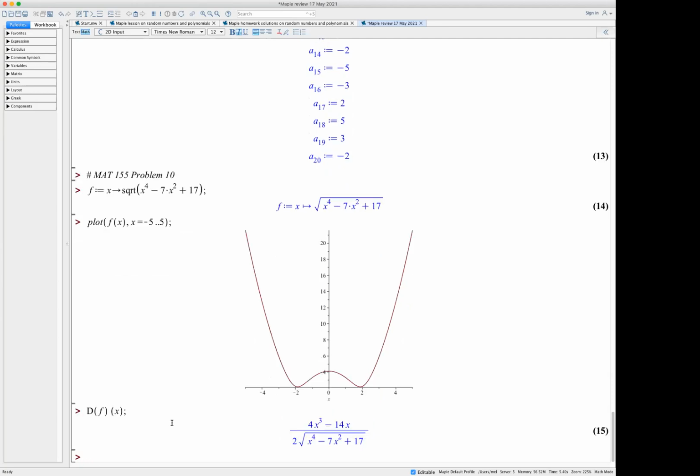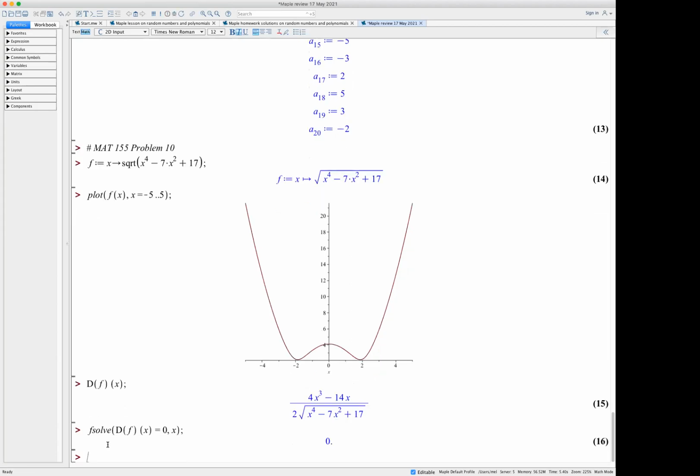And then we need to know when is this derivative equal to 0. So what we really want to do is fsolve the derivative of f of x equals 0. Solve that for x. It says we have one solution, but you have to be careful because fsolve doesn't always give you all the solutions. So let's just check and see what the derivative looks like.